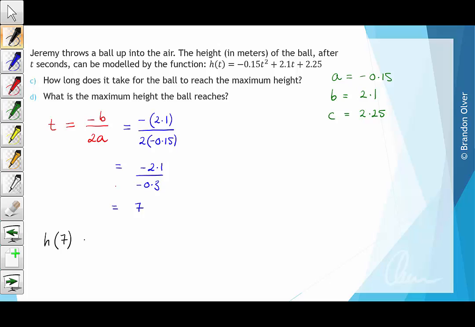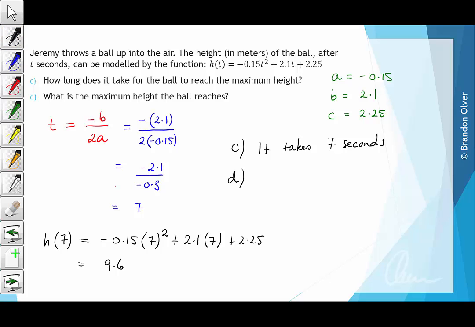So for part D, we just need to find the height at the time of 7. So we're going to have negative 0.15 times 7 squared plus 2.1 times 7 plus 2.25. And if you use a calculator or go through the mental arithmetic, you'll get that that is equal to 9.6. So we have, how long does it take for the ball to reach its maximum height? It takes 7 seconds. And for part D, the maximum height the ball reaches is 9.6 meters.